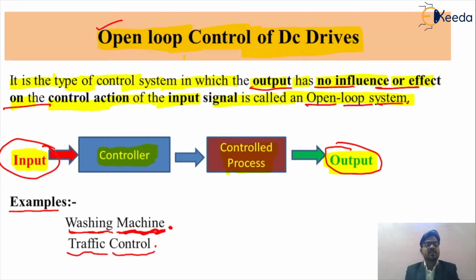So after that, the output of your washing machine has no influence on your input. Such types of systems are called open loop control systems.